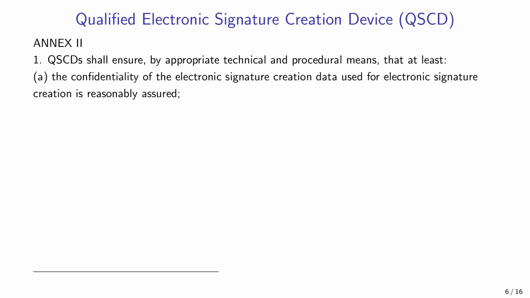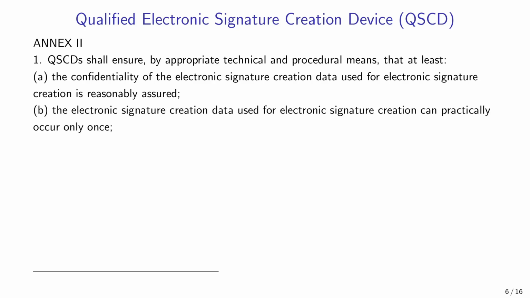That is, A, the confidentiality of the electronic signature creation data used for electronic signature creation is reasonably assured. The signature creation data here is the private key. It has to be reasonably protected, whatever is meant by reasonably. B, the electronic signature creation data used for electronic signature creation can practically occur only once, meaning that there should not be any copies, right? Each signatory should have a unique private key.